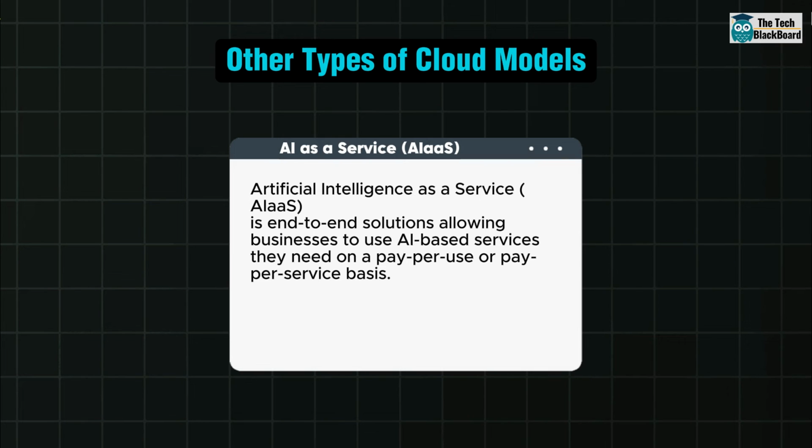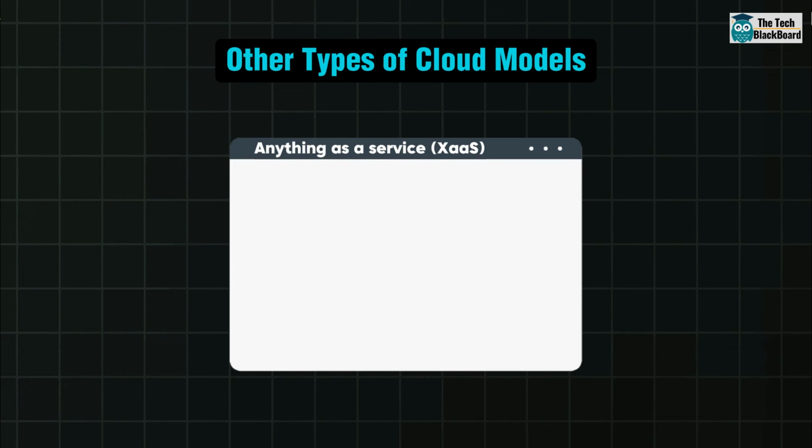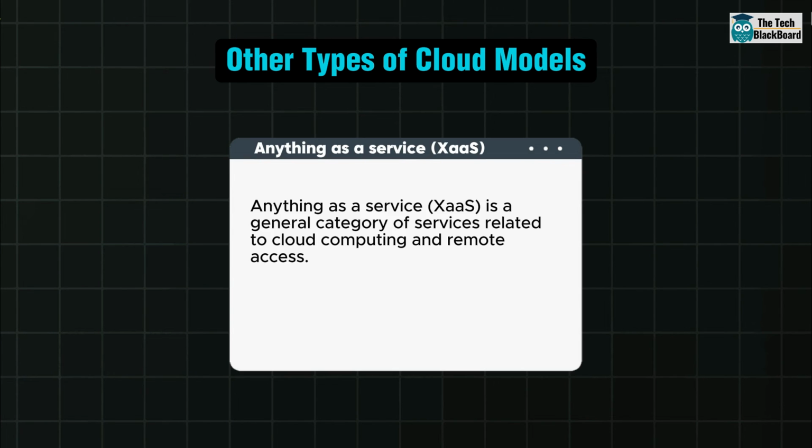In the coming parts, I will not only explain pay-per-use or pay-per-service, but I will also explain what the pay-as-you-go pricing model is. Now friends, would you believe if I told you that there is something called anything as a service or XaaS? Yes, trust me, there is a concept called anything as a service. Basically, it's a general category of services related to cloud computing and remote access. And in one sense, I can say that all the cloud services that you have read about so far come under the category of anything as a service.